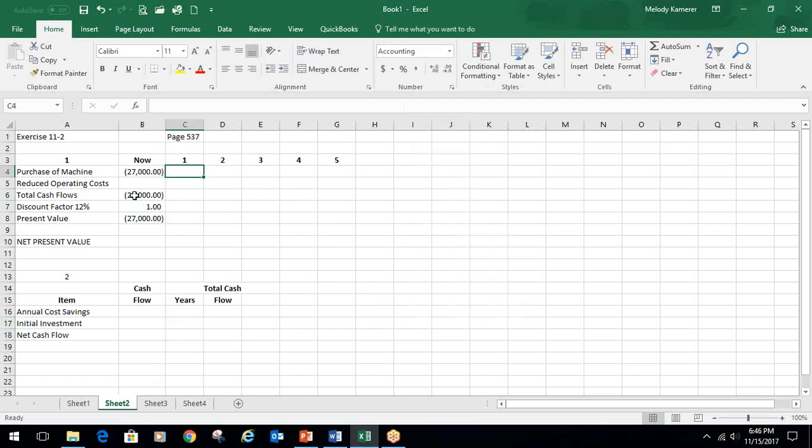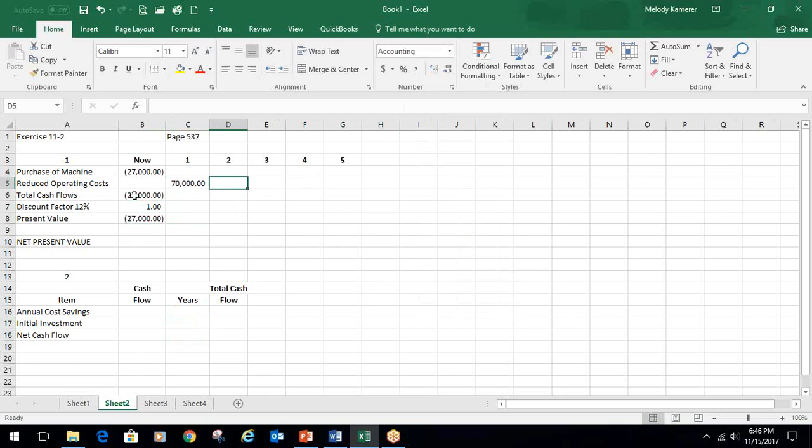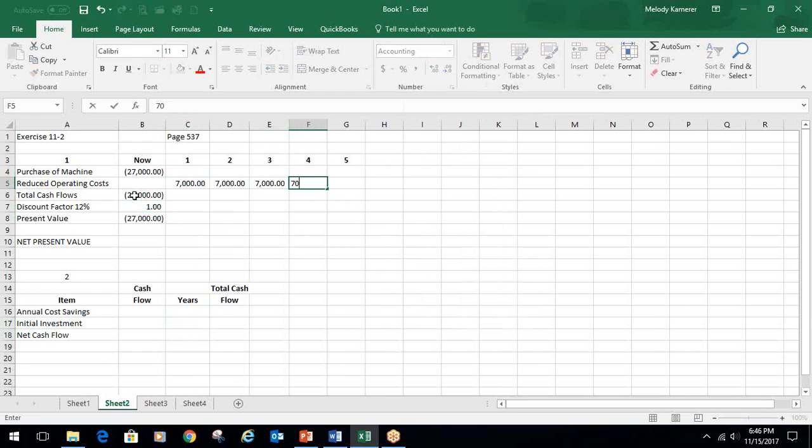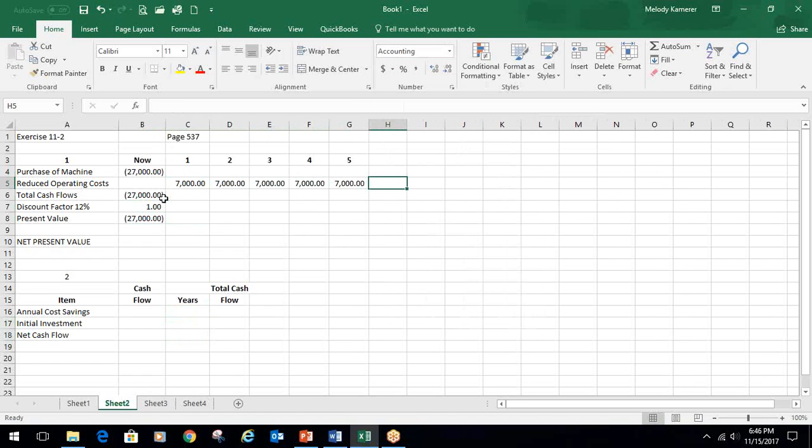So now let's look at the next year. We will have no more outflows. We don't have any additional purchases. So from here on out, it's going to be that we're reducing our operating costs by $7,000 per year. Not 70, 7. Got carried away with my zeros there. And our total cash flow is $7,000 because we don't have any additional outflows or inflows to be concerned about in this problem.